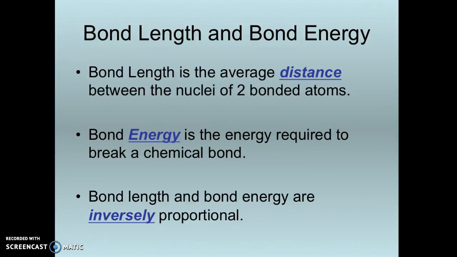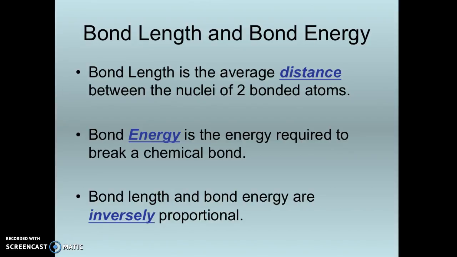When you get these bonds formed, remember the potential energy when we talk about chemistry is the energy that is stored in the bonds of a compound or molecule. And what we see is that the bond length plays a big part in how much energy that bond has. So the bond length is the average distance between the nuclei of 2 bonded atoms, just really how far apart are those nuclei. And bond energy is how much energy is required to break a chemical bond.